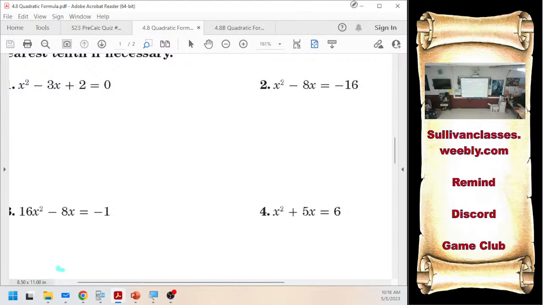If this is just a -3 squared, it's just 9. Negative, you write, is +3. There's just no x. 9 minus 8 is 1. So this now says 3 plus or minus the square root of 1 over 2. What's the square root of 1? 1.